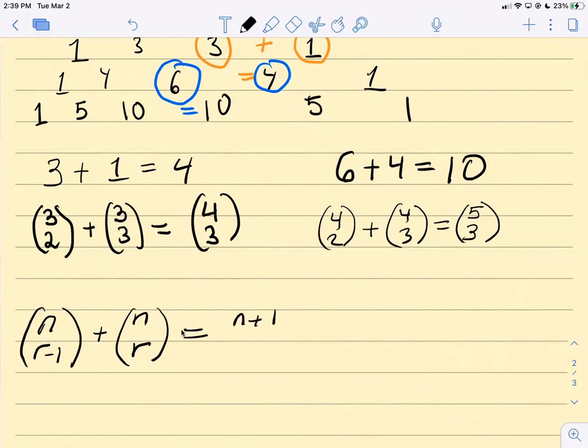So this is a little bit abstract. We don't need to worry about this too much. But this is the pattern. This is the formula for the pattern that we want to understand. This is the pattern that relates the two numbers above to the number below.